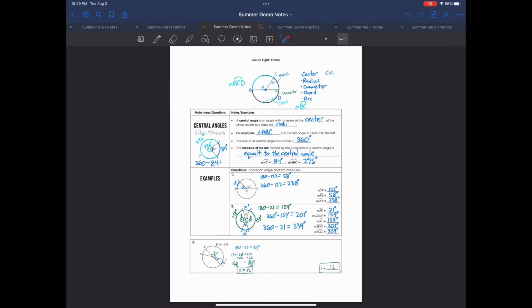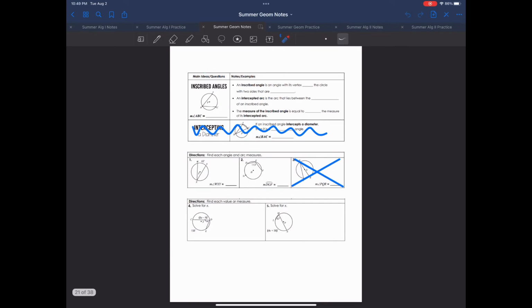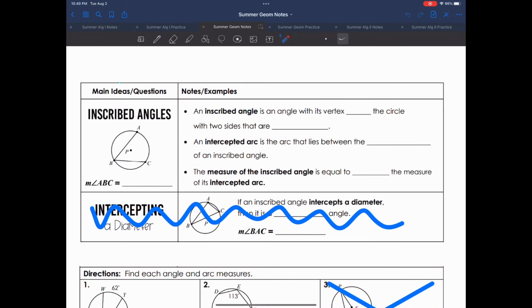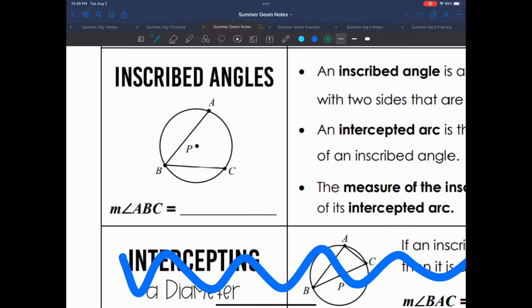Okay, if you stuck around for the bonus content, aka part 2, let's get into it. So we've covered central angles. We got a good handle on that. Now we're going to look at a different type of angle, an angle within a circle called an inscribed angle. Okay, you can already see in the picture how this is different.